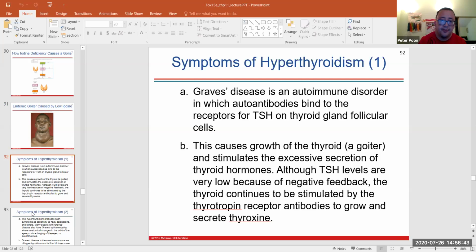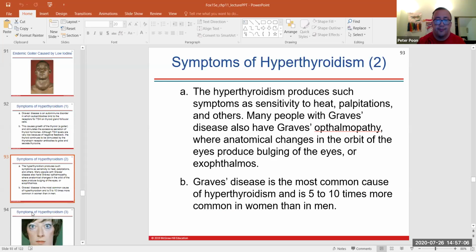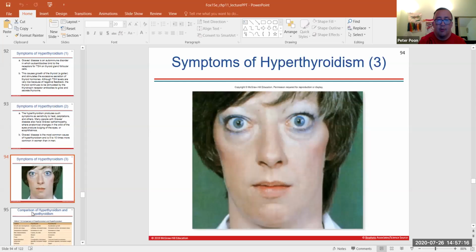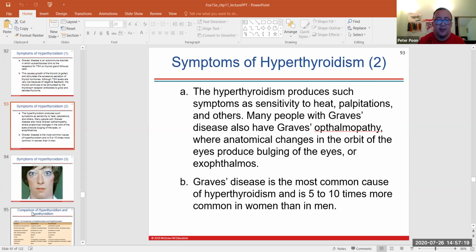Graves' disease. Hyperthyroidism is an autoimmune disorder where antibodies bind to the receptors for TSH, so it stimulates thyroid hormone production. The symptoms of hyperthyroidism include the bulging of the eyes.